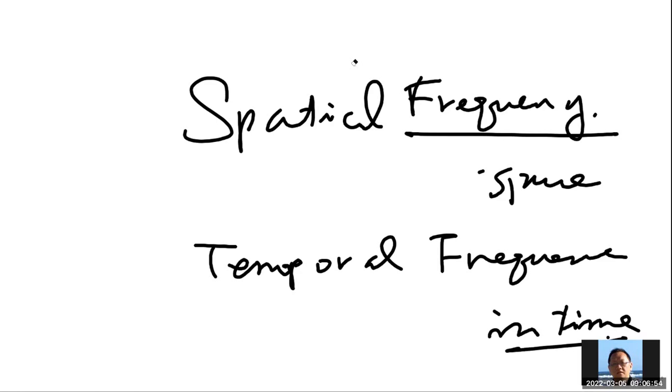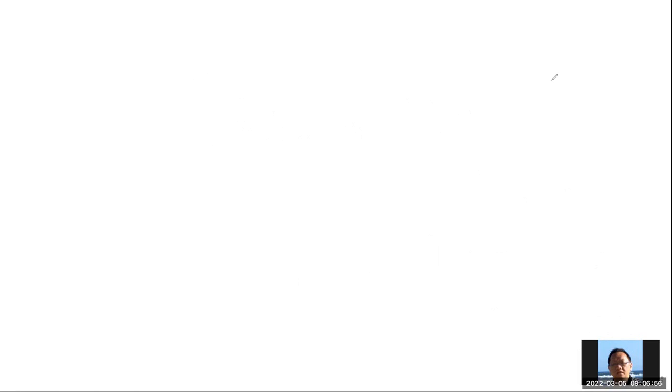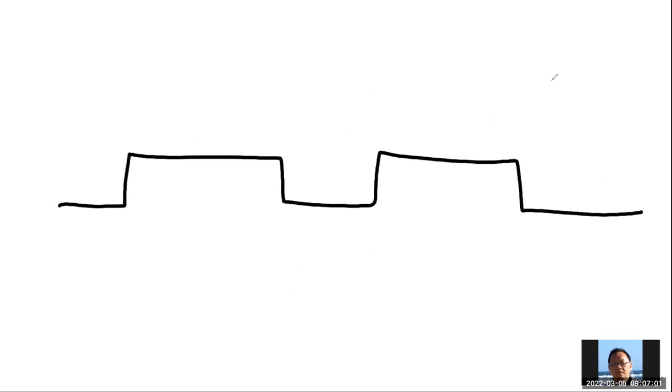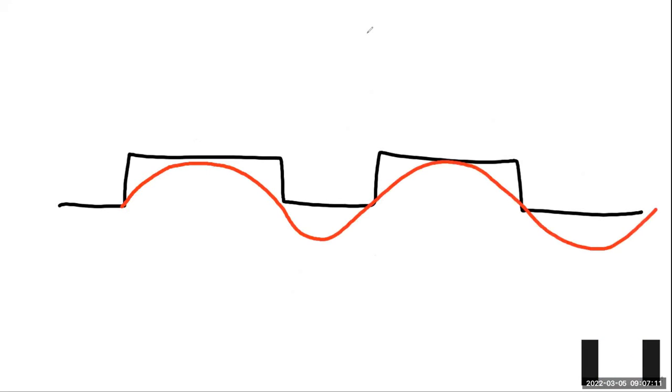Temporal frequency is that, okay, originally our signal may be like this. We have a square wave, but this square wave can be represented by the harmonics of the wave. So we actually represent it like this. That's called the first harmonic. And then we can introduce the second harmonic, which would be something like this.